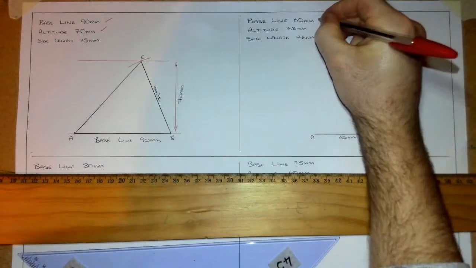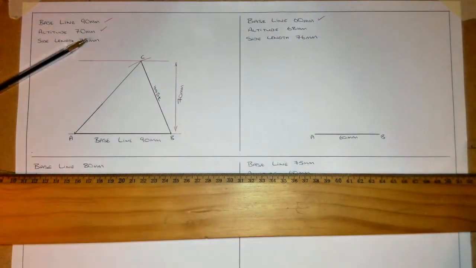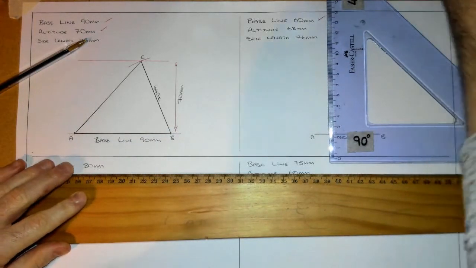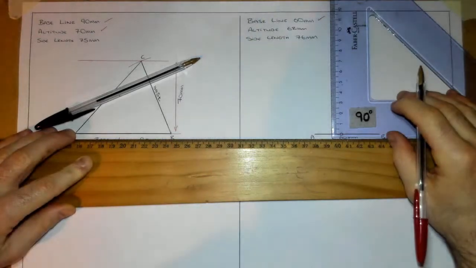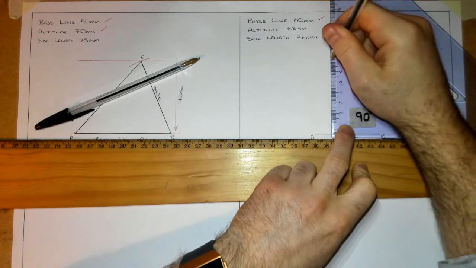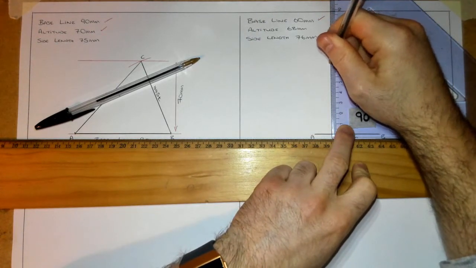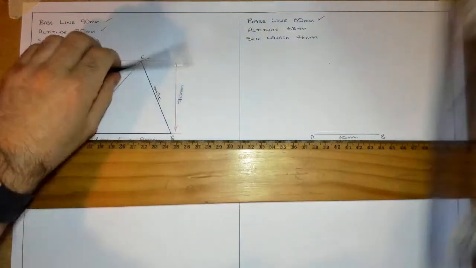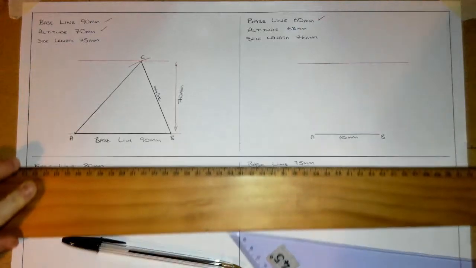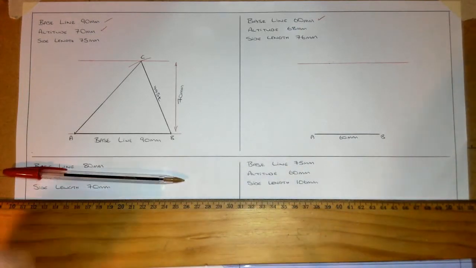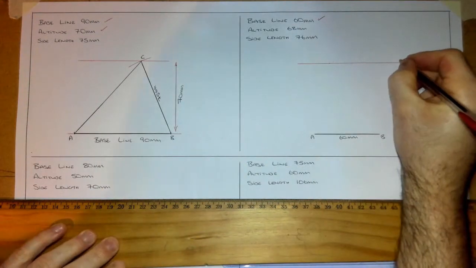That's done. I now have an altitude of 68 as well. So put in that height, 68. There's my 68. Parallel line, that is my altitude line. I'll just write that in.